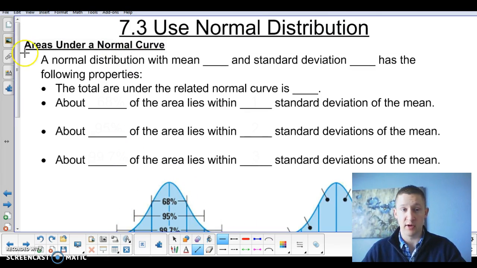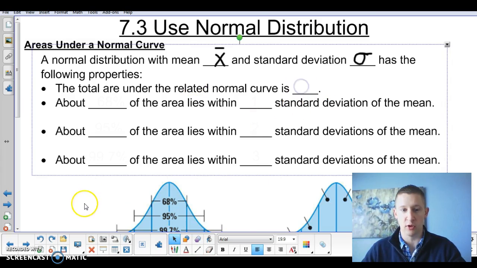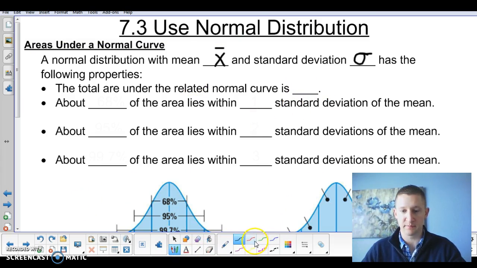So, areas underneath a normal curve. First of all, a normal distribution with a mean of x bar and a standard deviation of sigma, or lowercase sigma value, has the following properties. First of all, the total area underneath the curve is going to equal 1, okay? Meaning 100% of my data is going to be somewhere underneath that curve.